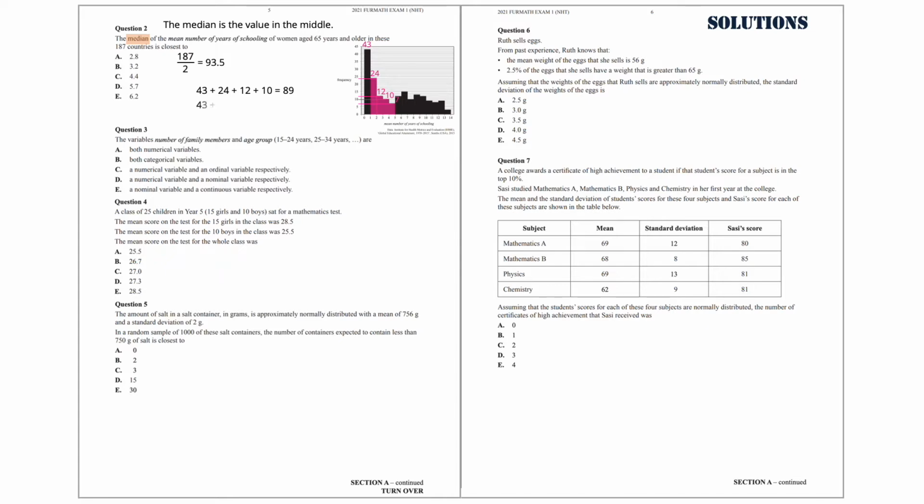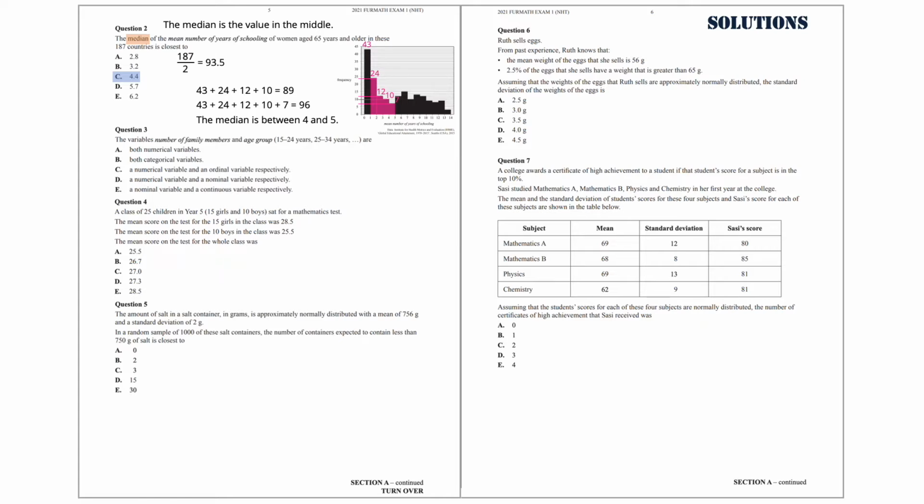And now if we add the 7 in the fifth column, that gives us 96, which means that the median is between 4 and 5. The only value that fits this interval is 4.4. So the answer to this question is option C.